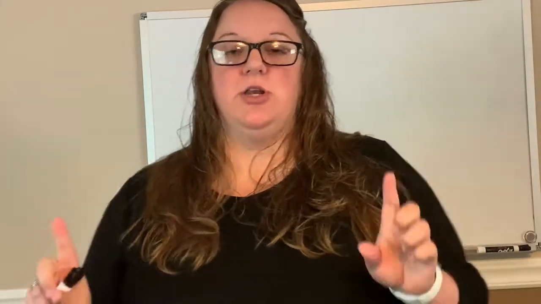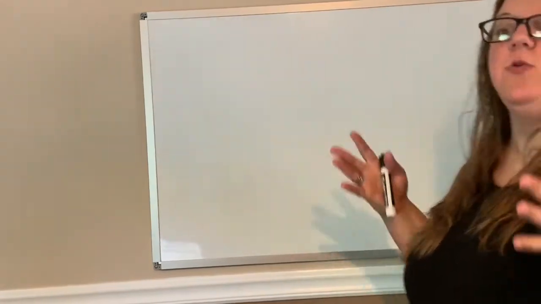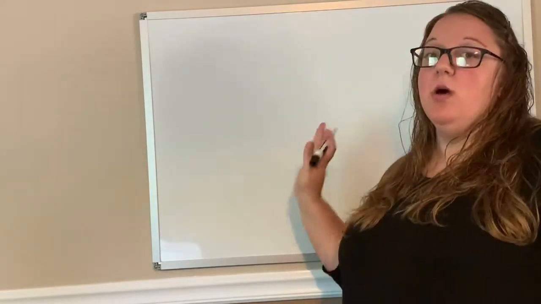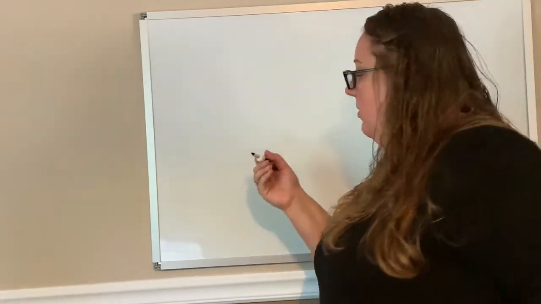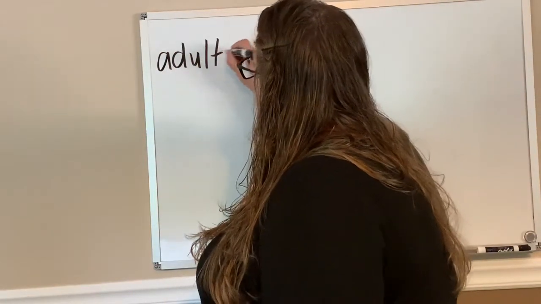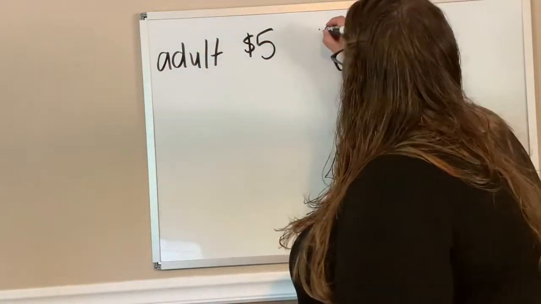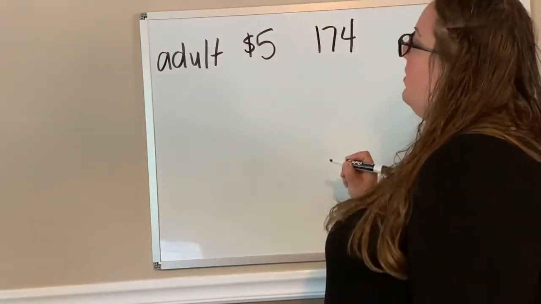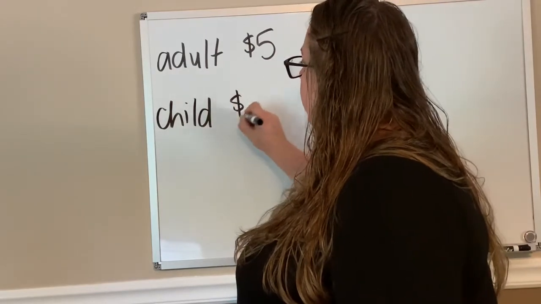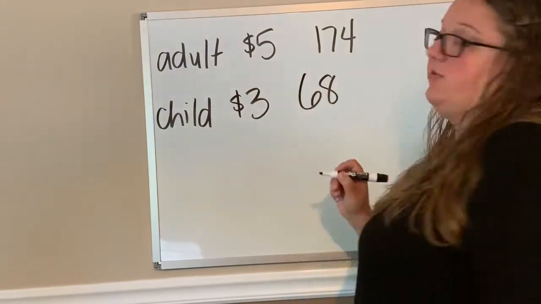Okay, so the first thing we're going to do in our word problem is take all the information that we already know. What do I already know from this word problem? I'm going to write down everything I know, and then I'll start working from there. Okay, so I know that my adult tickets are $5 each, and they have sold 174 of those tickets. And I know that my child tickets are $3, and they have sold 68 of those tickets.